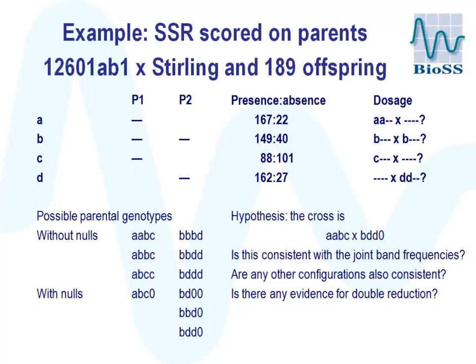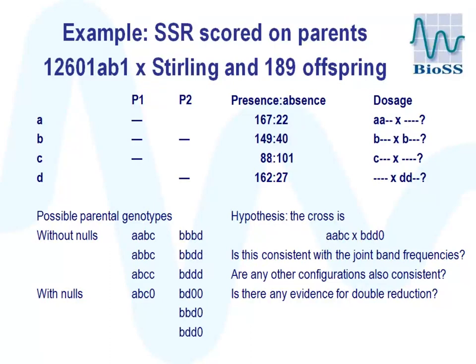So if you think about what the possibilities for the parents are, if there are no nulls involved, then in parent 1 there must be a double copy of one of those alleles, but we don't know which one. So the possibilities are AABC, ABBC, or ABCC. Or it could be that there's a null present and that parental genotype is ABC null. In parent 2, there are 2 markers, so there can be 3 of one and 1 of the other, 2 of one and 2 of the other, or there can be 1 or 2 nulls. So on the basis of the parental phenotypes, we can say that these genotypes are possible.